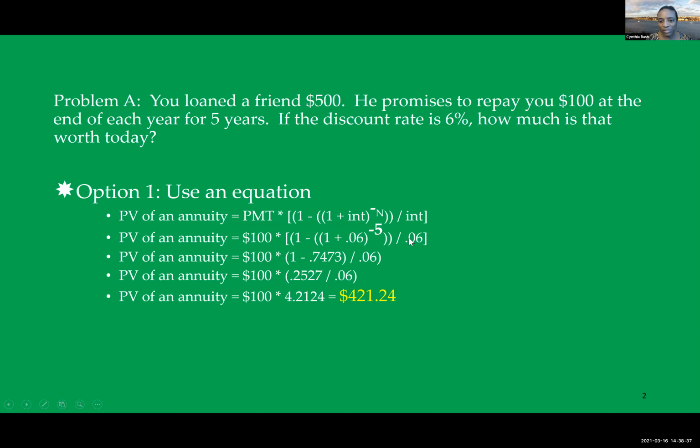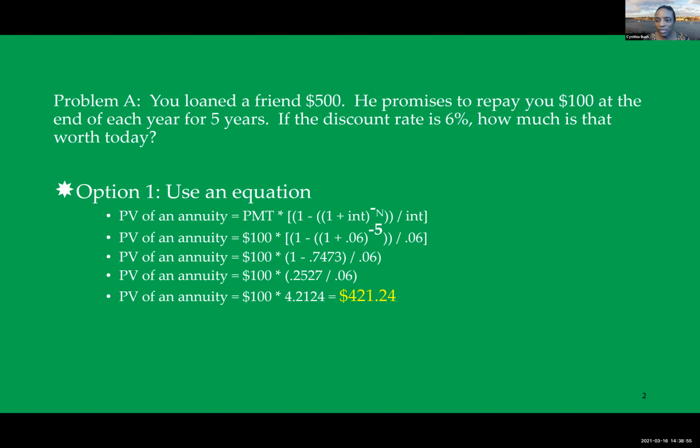Divide that by the 0.06. That would give you 4.2124. My calculator is set to 4 decimals. And then multiply that by the payment amount of 100. And you get your answer.